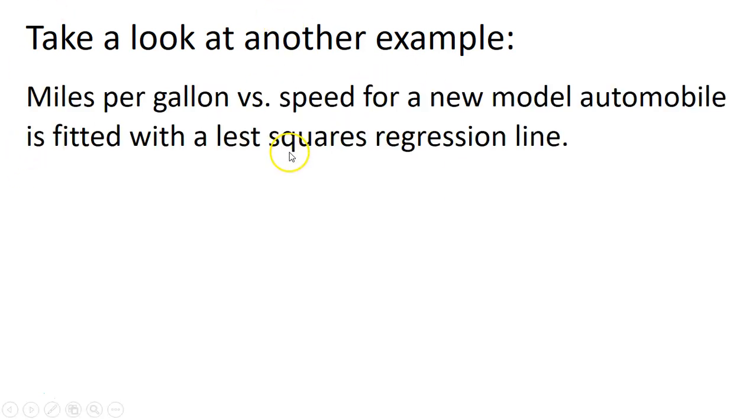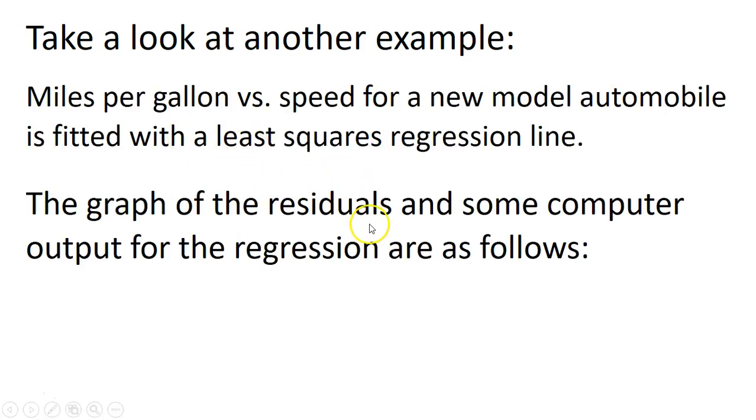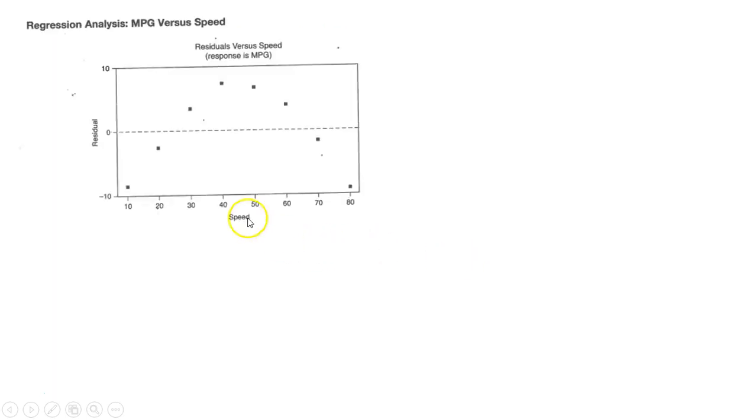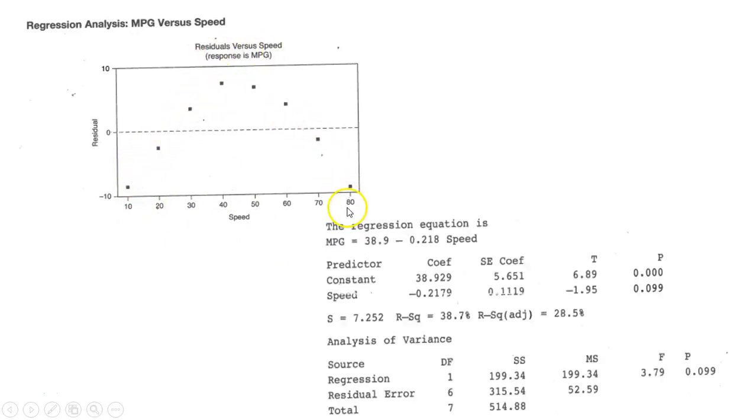So take a look at another example here. Miles per gallon versus speed for a new model automobile is fitted with a least squares regression line. The graph of the residuals and some computer outputs for the regression are as follows. So there is the output. This is a graph of the residuals, and here is a computer output. You've got to get used to reading these as well.